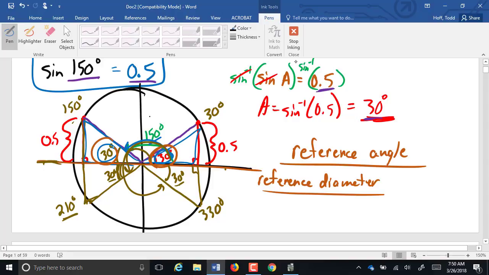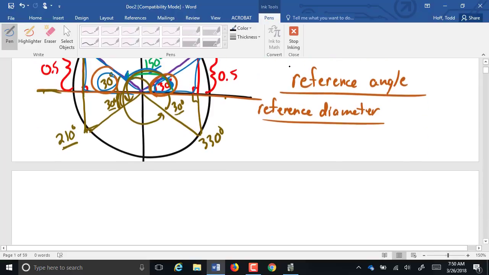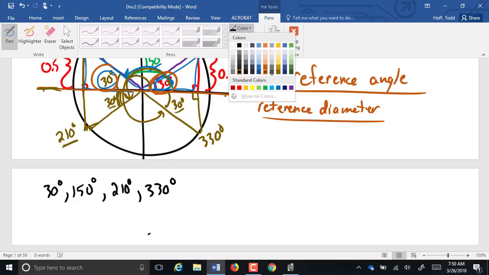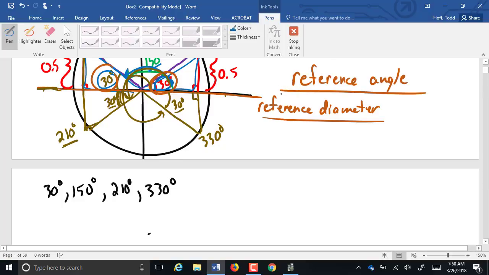And one of the unique things about those reference angles is angles that have the same reference angle. So I've got 30, 150, 210, and 330. If I go to calculate their trig functions, they're going to be related.